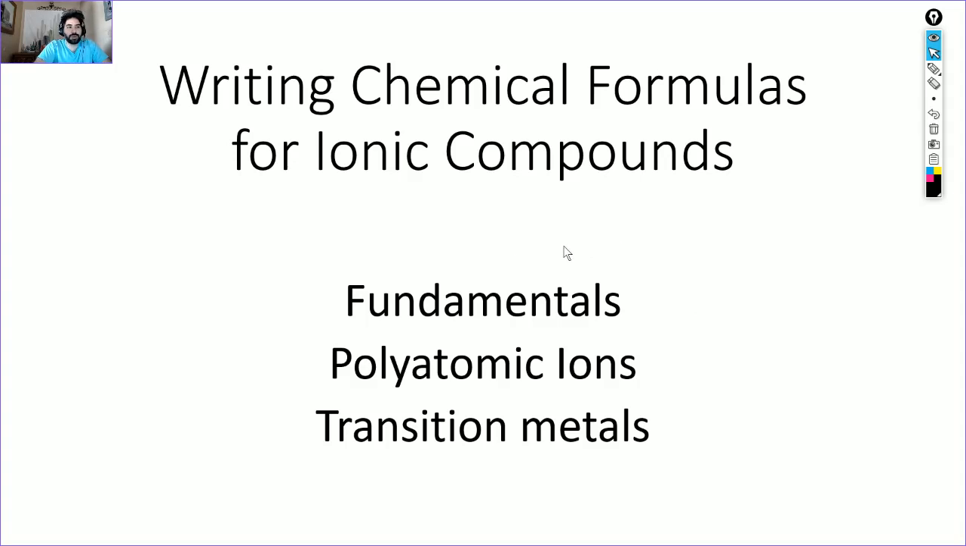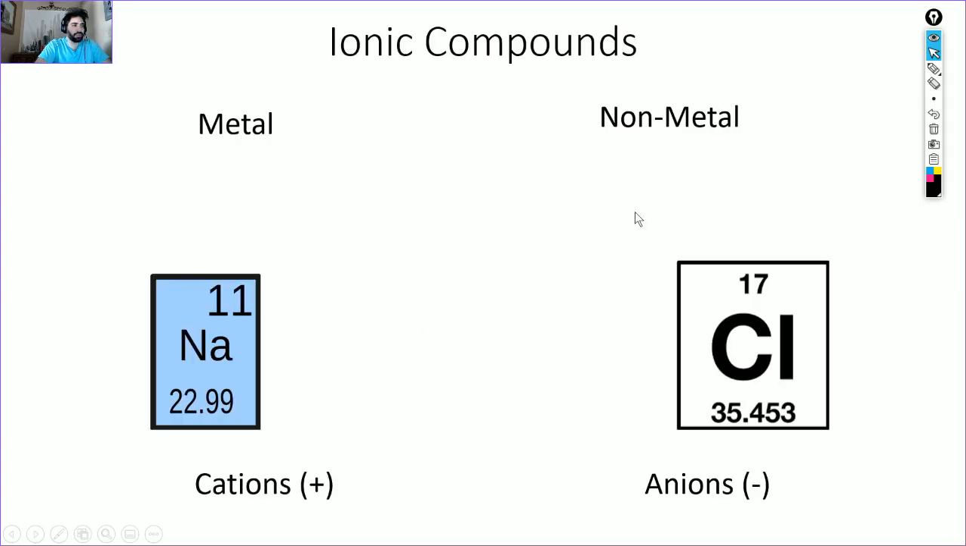And yesterday we talked about naming ionic compounds. Today we're going to be talking about writing the chemical formulas for those ionic compounds. It's going to be very similar slides because what we're doing is the same process as yesterday, but just backwards today. We have fundamental ionic compounds, and we have our exceptions of polyatomic ions and transition metals we need to consider.